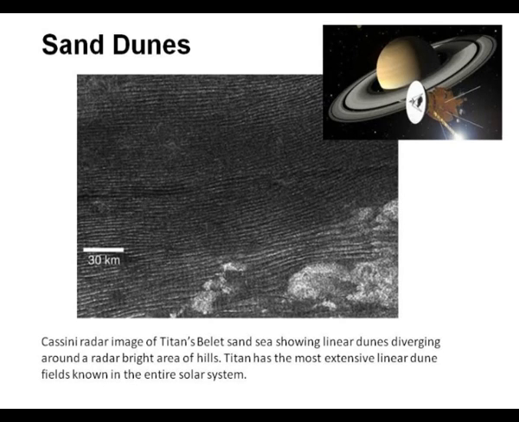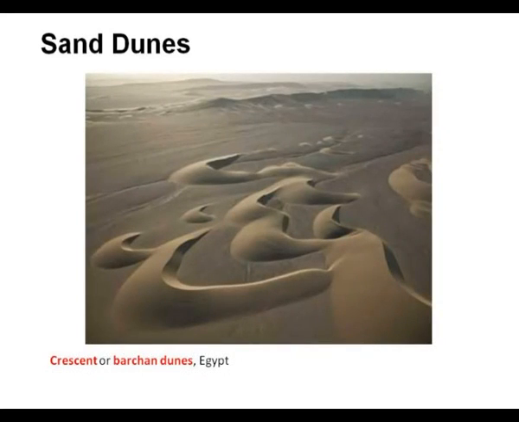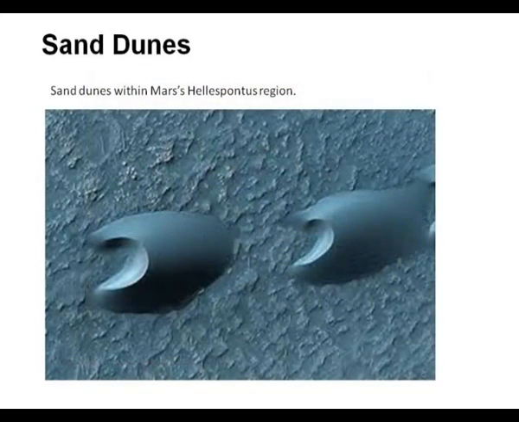This is the biggest set of linear dunes, they're not sand, in the solar system. And it's on Titan. It's photographed from the Cassini satellite. And there is just this vast set of linear dunes on Titan. So these things don't just occur on the Earth. Now there's also these wonderful crescent-shaped or barchan dunes. These are in Egypt. Those are on Mars.